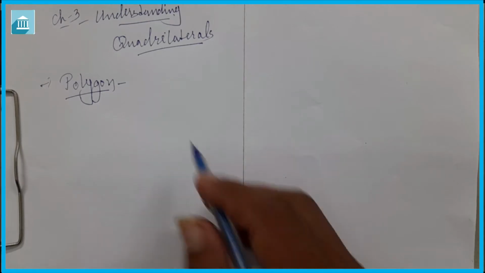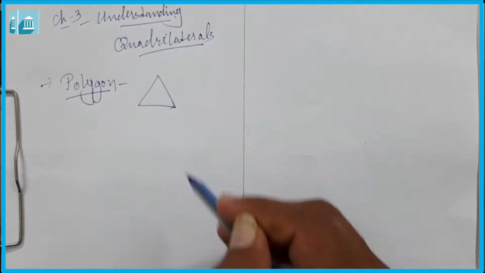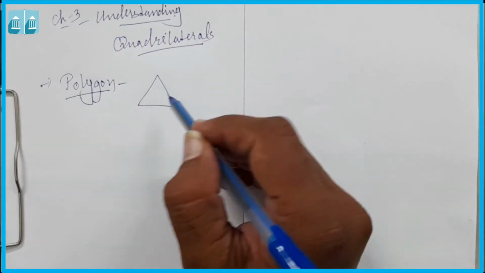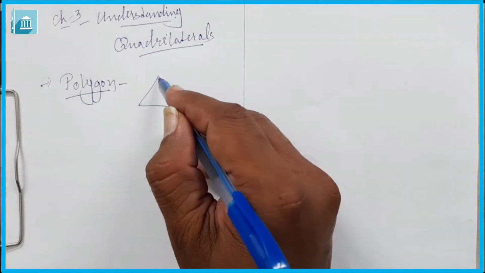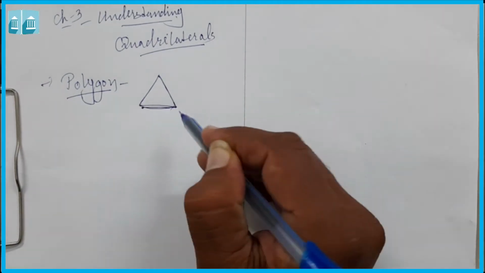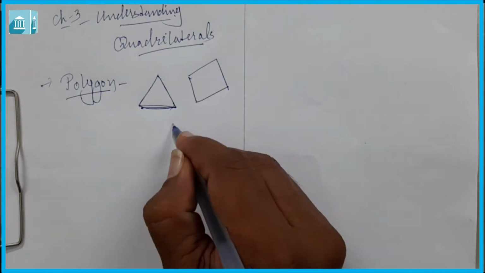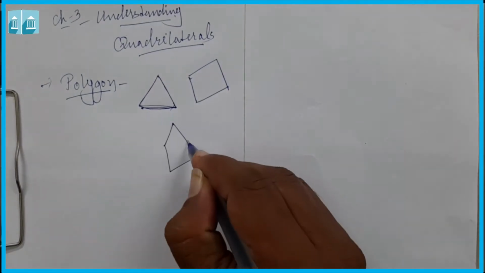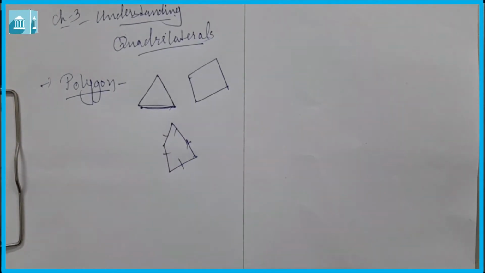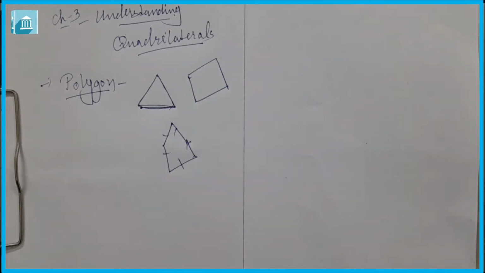Polygon is a closed figure. It can be made up of 3 line segments or 4 line segments. So polygon is a closed figure made up of line segments. The closed figures made up of line segments are known as polygons. It can be 3 line segments, or 4 line segments, or 5 line segments, then also it is a polygon. So a polygon is a closed figure made up of line segments.